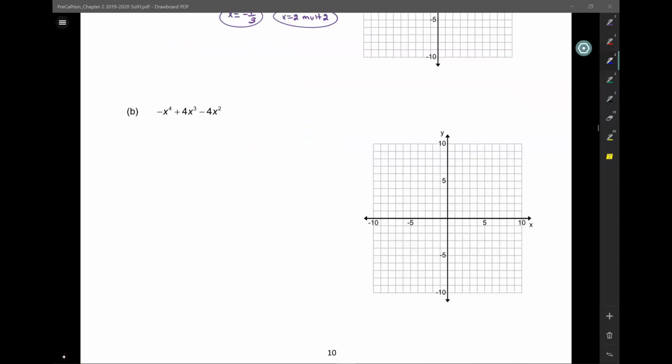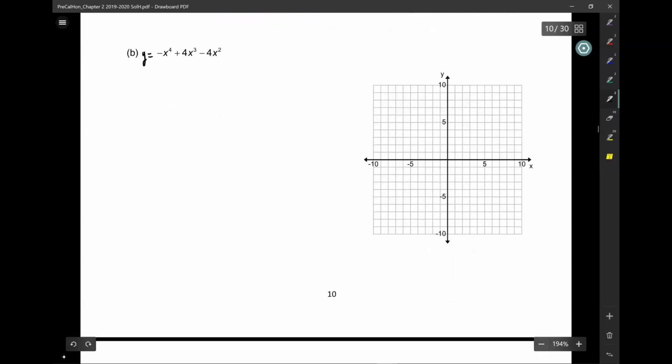Okay, take a look at this one. Oh, my. This needs a y equals. Okay? Put a y equals quickly. Okay. All right. Leading term, what? What's the leading term here? Negative x to the 4th. So this one is not factored already, so I know exactly what the leading term is.